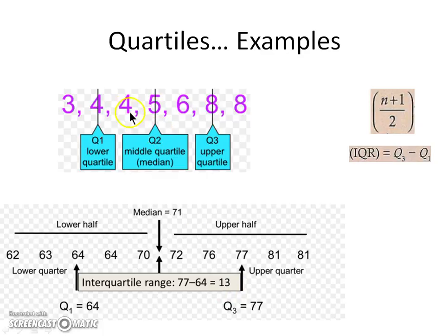Okay? So let's go back to the first example. If I were to find the interquartile range, I'll take this 8 minus the 4. So the interquartile range for the first example will be 8 minus 4, which is 4. Alright?